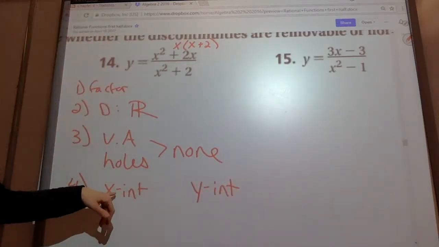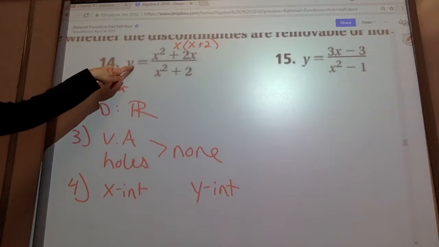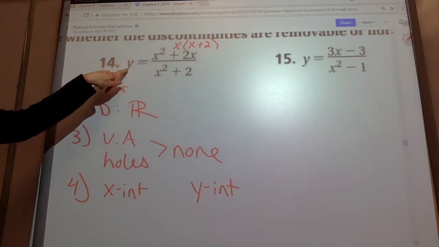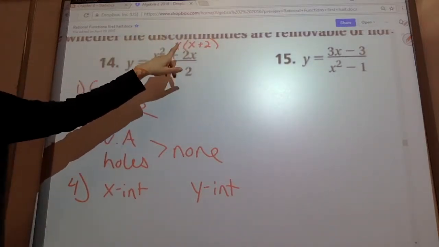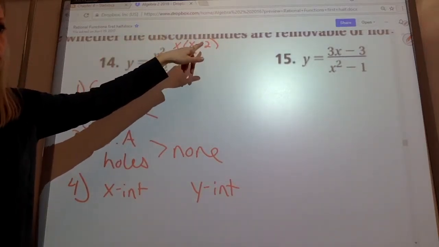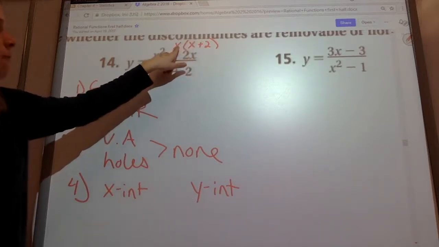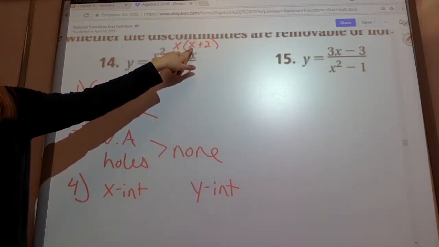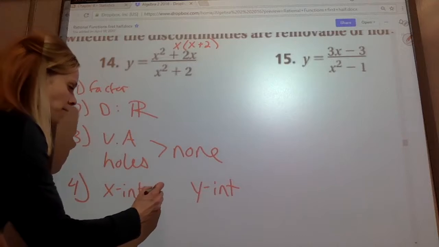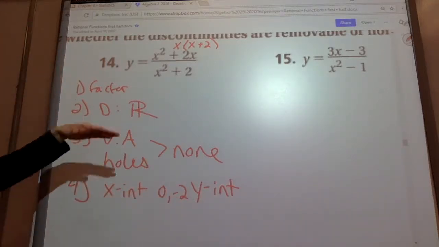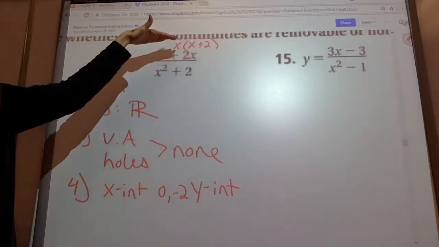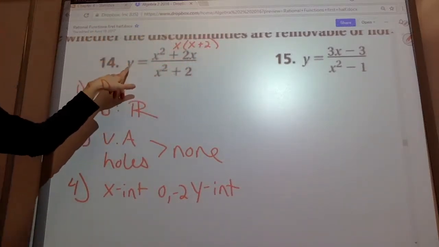Okay. So x-intercept, I want 0 for an answer here. How do I get a fraction to equal 0? You set the top equal to 0. What x values make the top 0? 0 and negative 2. 0 and negative 2 are my x-intercepts because that makes the top 0. 0 divided by anything is 0.